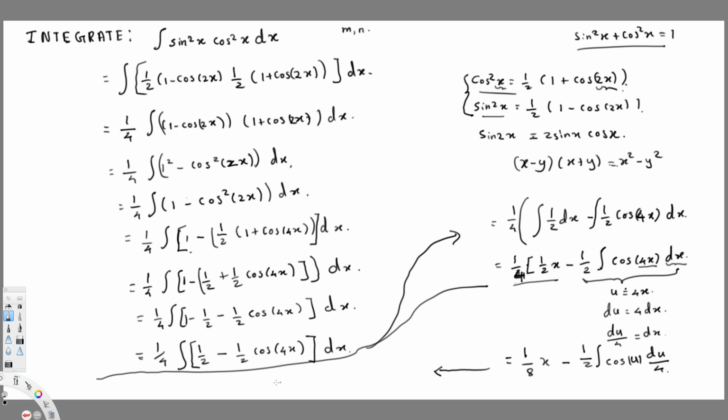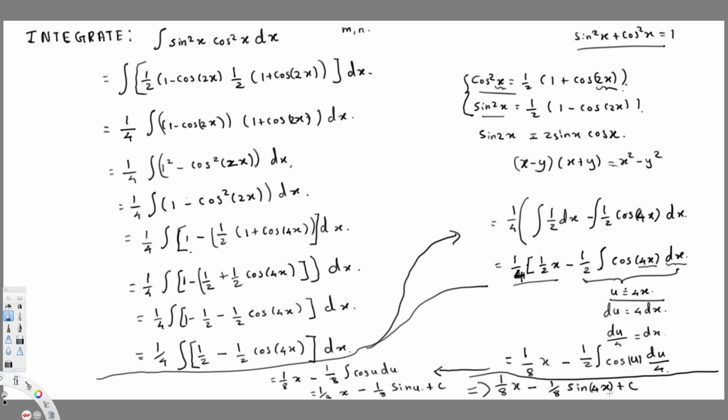Let's continue this one right here. Okay, I separate this part. So this is going to be 1 over 8x minus 1 over 4 times 1 over 2. This is going to be 1 over 8 integral of cos u du. Now this one is easy to integrate, because integral of cos u is just sine u, and the final answer is going to be 1 over 8x minus 1 over 8 sine u. Now all I have to do is simply substitute the u value. We have the u value, that is 4x, so the final answer is going to be 1 over 8x minus 1 over 8 sine 4x plus constant, and this is the final answer.